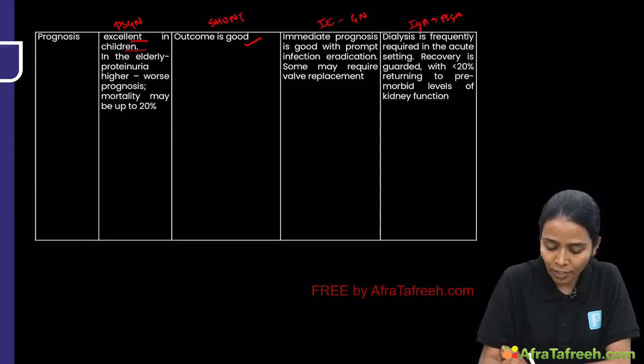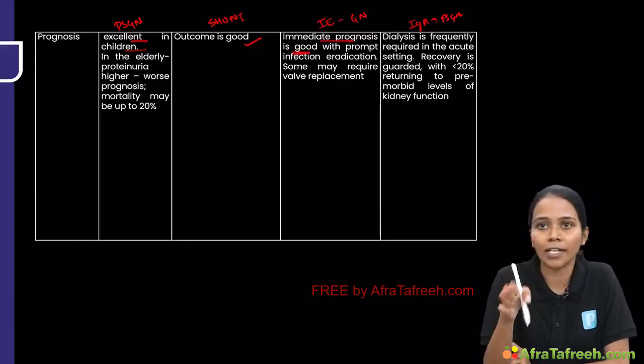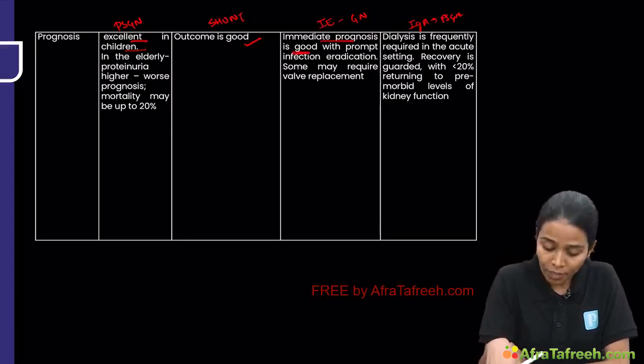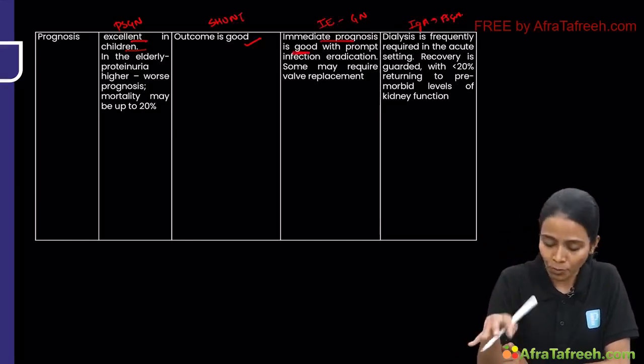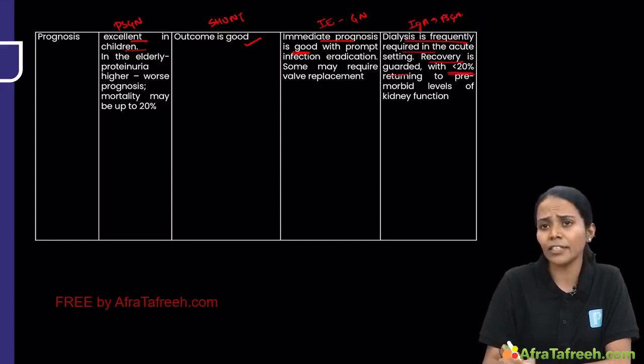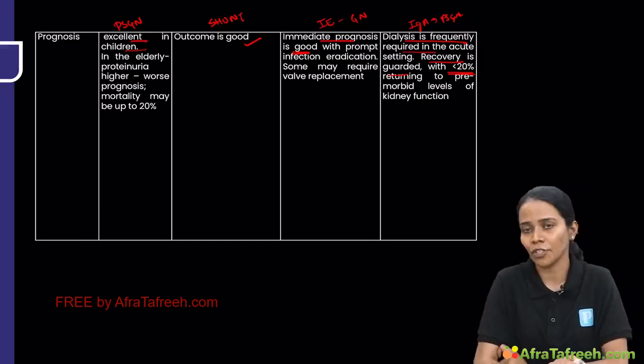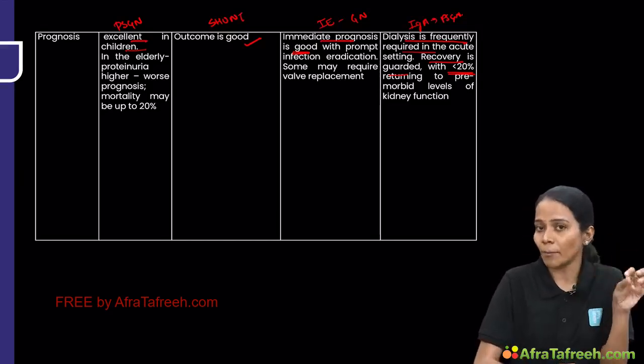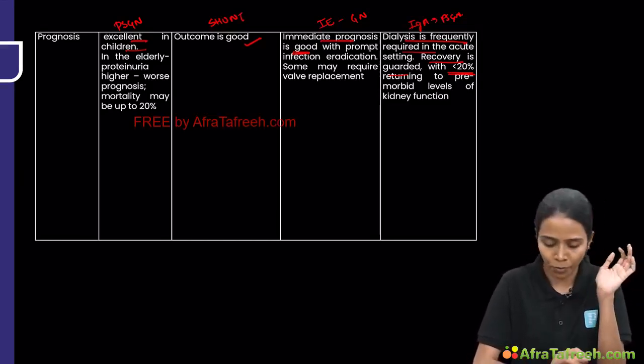In infective endocarditis, the immediate prognosis is good, okay, if the infection is promptly eradicated. IgA dominant PSGN has the worst prognosis. Dialysis will be frequently required, recovery is guarded, and less than 20% of patients only return to their normal renal function, okay. So, only 20% come to the baseline, the rest 80% don't come to baseline and have very poor prognosis.